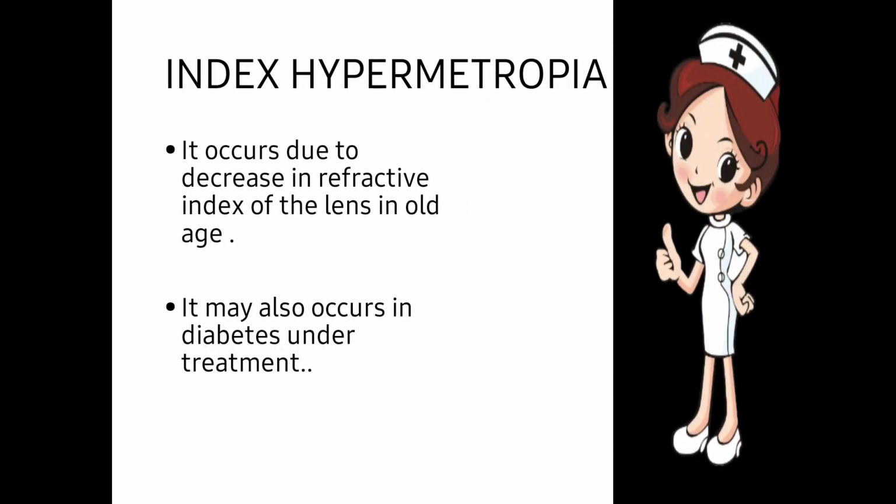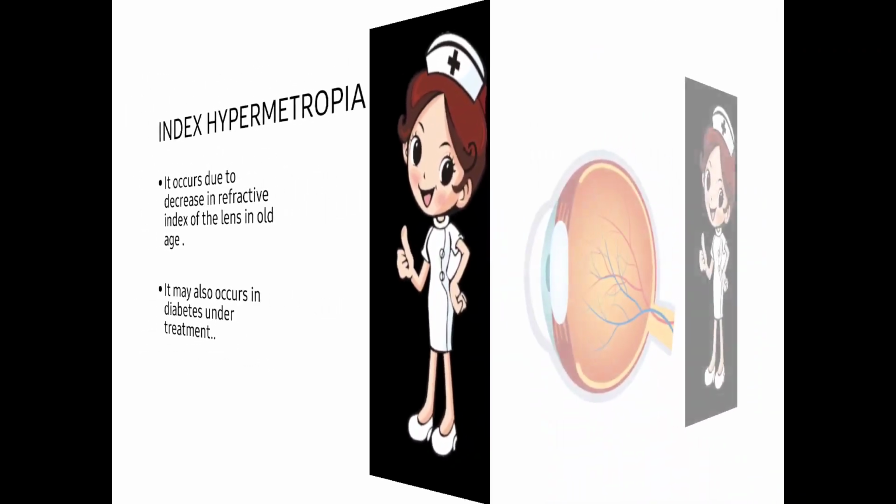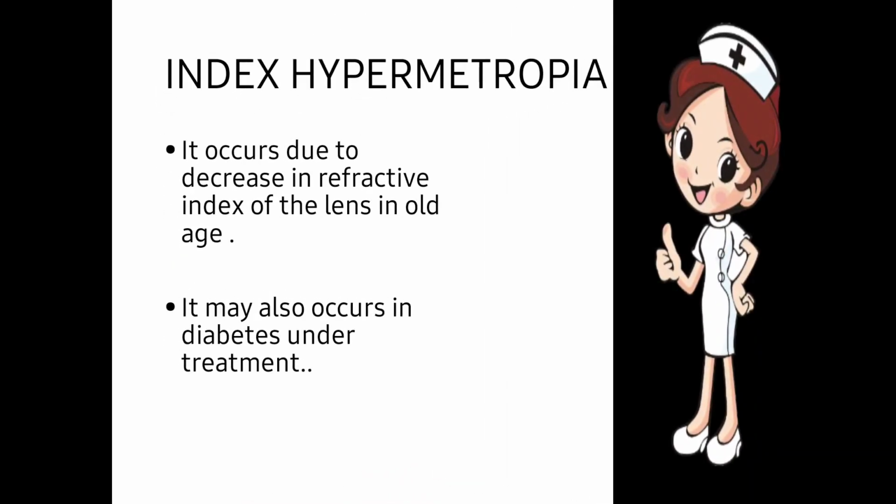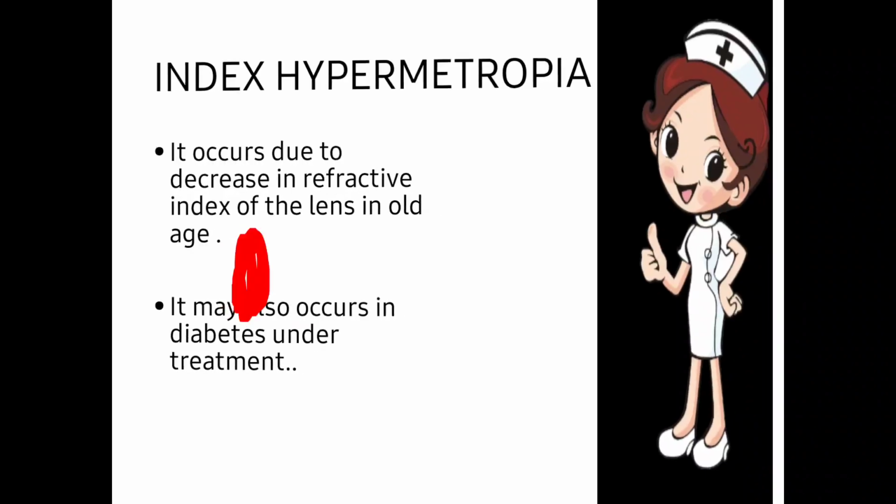Index hypermetropia occurs because of the change in the refractive index of the lens. As we all know, the crystalline lens is present in our eye, so as the crystalline lens becomes cataractous, as the cataract develops in the crystalline lens, the refractive index of the lens changes. It occurs mostly in old age. It may also occur in patients who have diabetes, because in diabetes the patient has an early cataract condition. So early development of cataract takes place in diabetic patients.